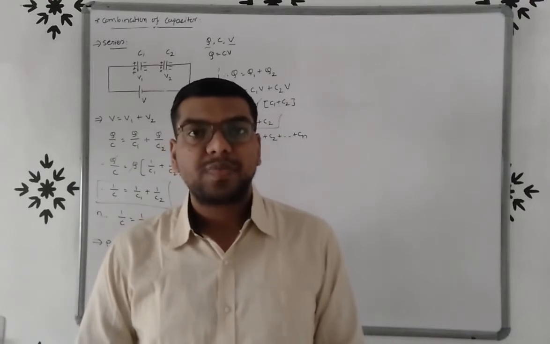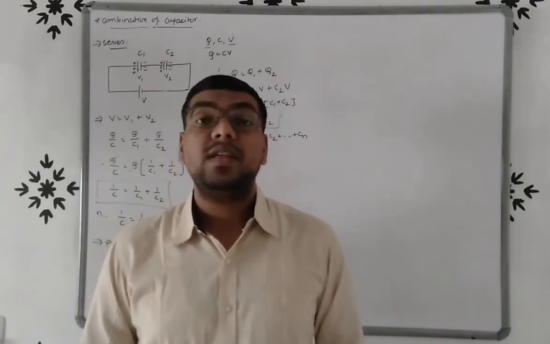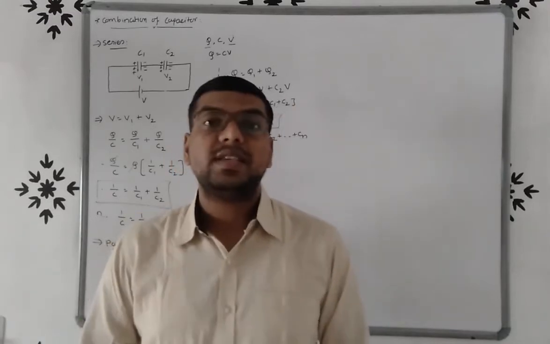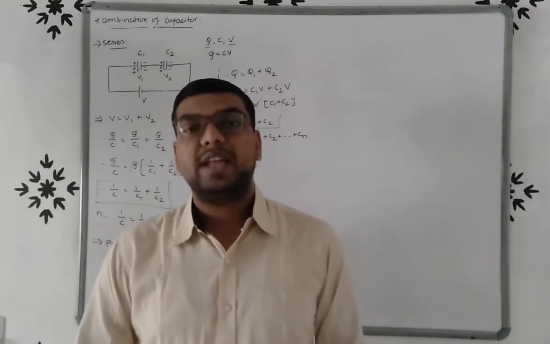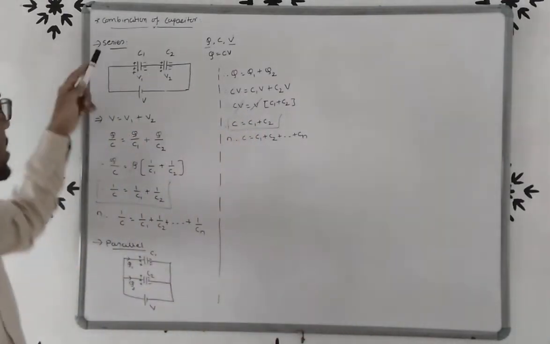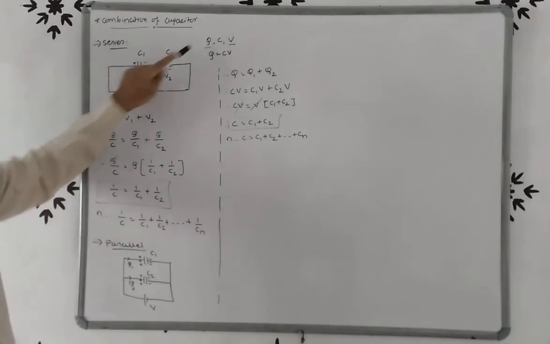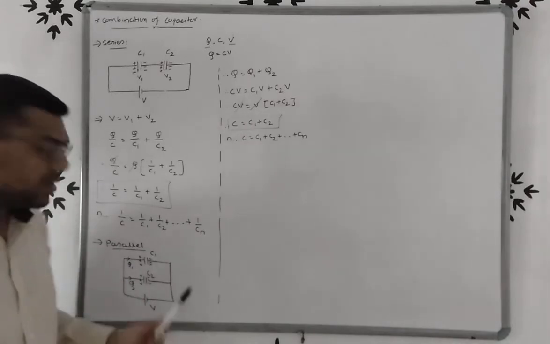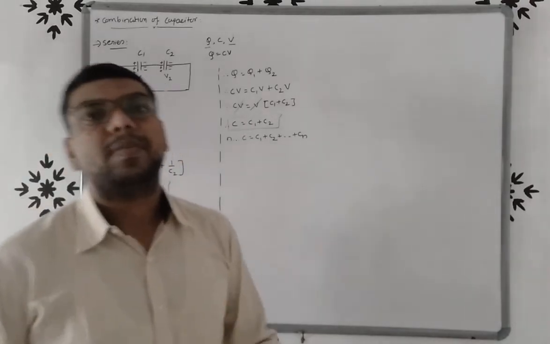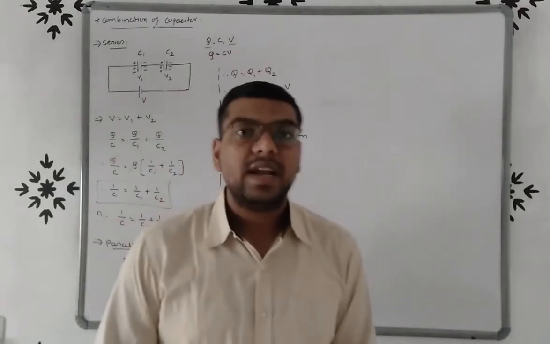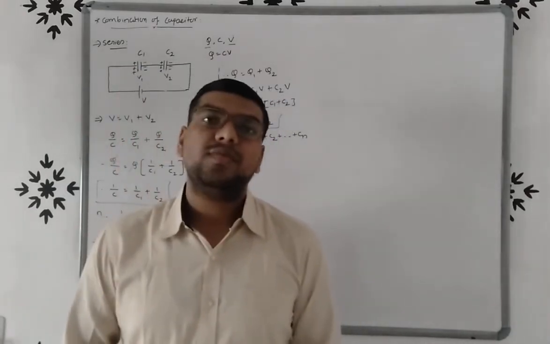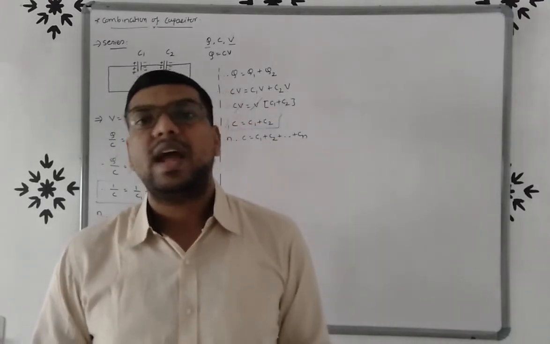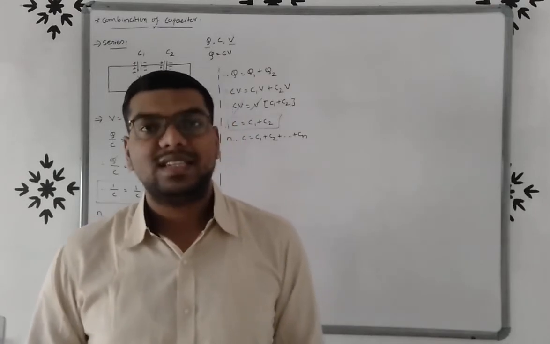In series combination V will change and Q will remain the same. And for parallel combination, V will remain the same and Q changes, right? So here in series combination, as I said, Q will remain the same and V changes. And for parallel, we already discussed, potential V will remain the same but charge will change, right? So you have to simply remember the formula of equivalent capacitance for series combination and parallel combination of capacitors, right?